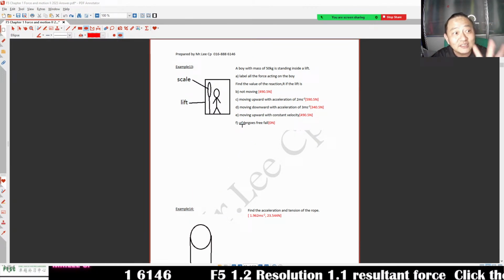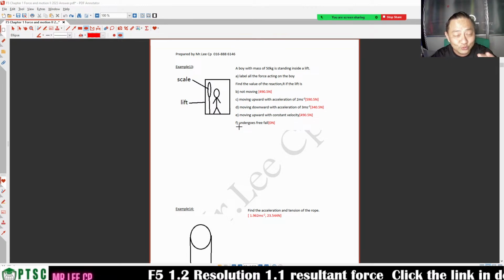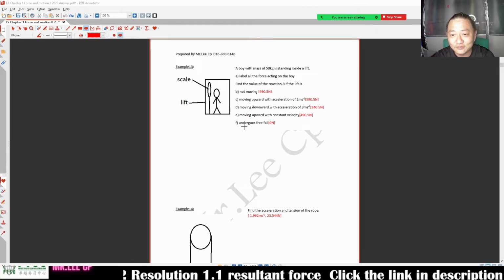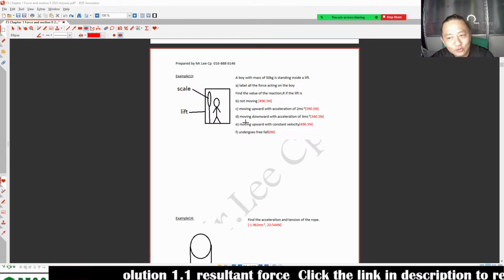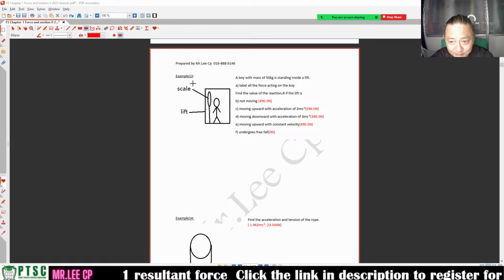But some of them you need to read. They don't ask that way. If you use the easier way, no use, you still need to write the equation. Never mind, you don't understand what I'm saying here. So we are going to start with example number 13.